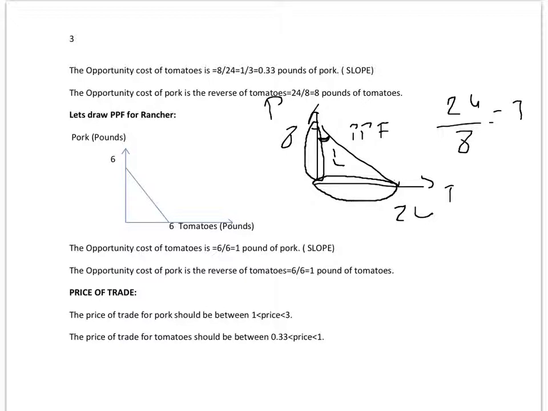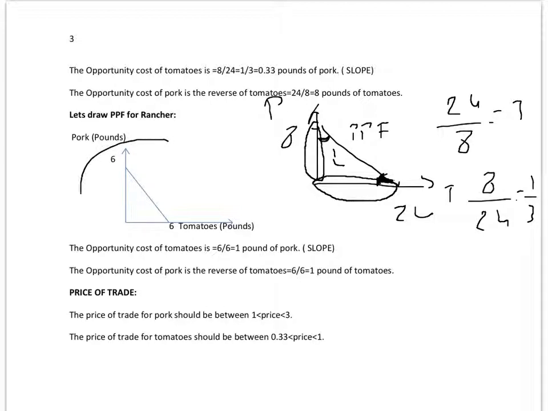Or if you want to calculate for tomato, you will look at this other angle. Why this angle? Because it's the angle between the production possibility line and the tomato axis, that is the horizontal axis. And again, it's going to be the ratio of the length of the opposite side, 8, divided by the adjacent side, which is 24, so 1 over 3. If you find one of them, the other one is just the inverse of the first one.